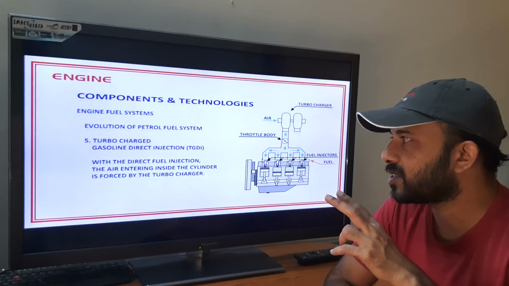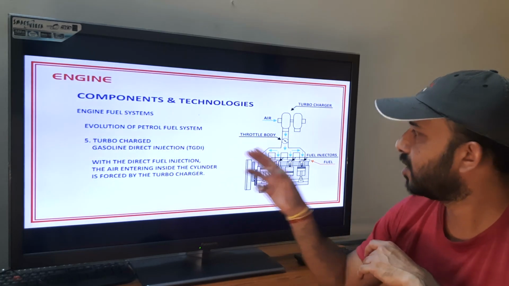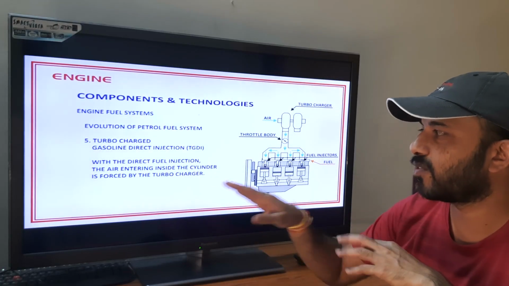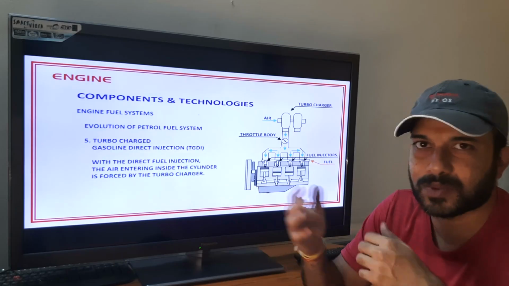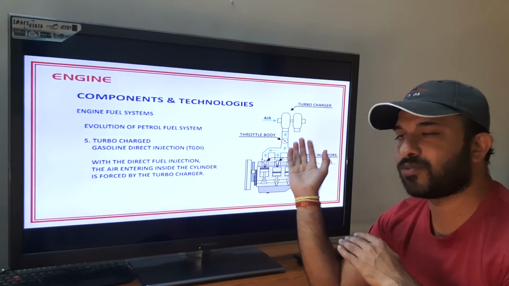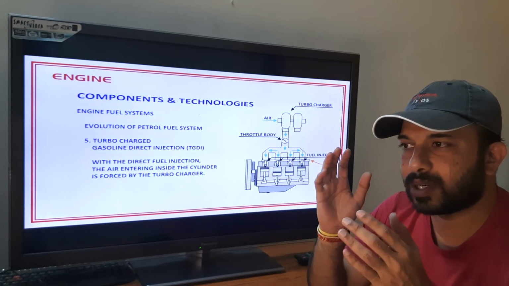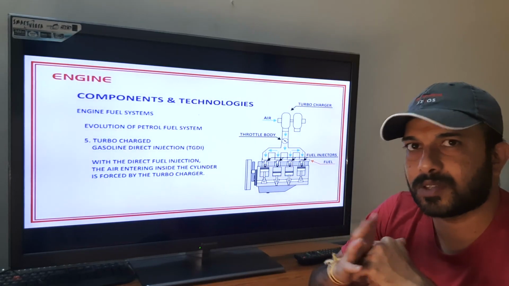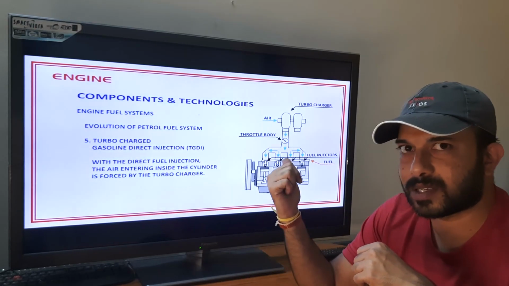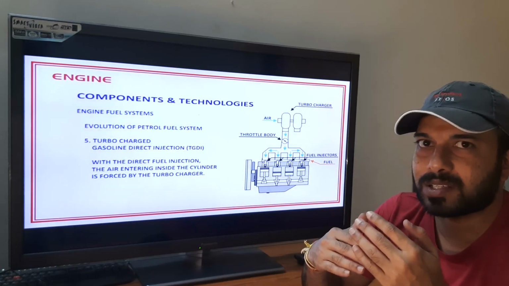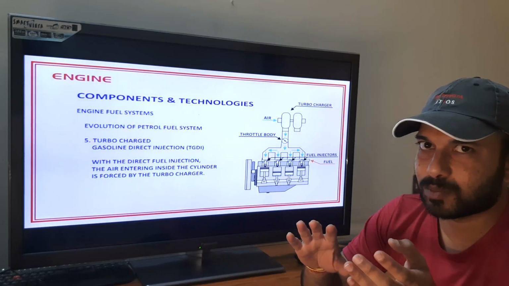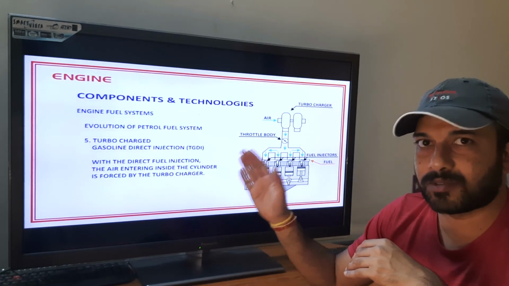So in this one, what we have is, with the direct fuel injection, the air entering inside the cylinder is forced by the turbocharger. There are two types as well, you know that. One is naturally aspirated, another is forced induction. This is that forced induction technology. In petrol forced induction technology, we have two: one is the supercharger, the other one is the turbocharger. About the supercharger and the turbocharger, I will tell you in the upcoming videos. So till this, I think it's more than enough on the evolution of the petrol fuel system.